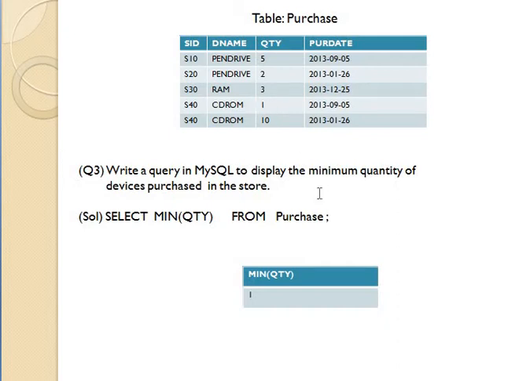Note that minimum means the smallest value, so the smallest value under this QTY column is 1. So when we write the query as select min of QTY from the table purchase, it will return 1 in the output table, under the min of QTY column. As a result, upon the execution of this query, that is select min of QTY from the table purchase, the output table shows the column min of QTY with a value 1.